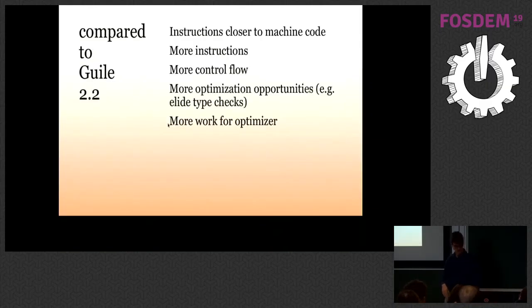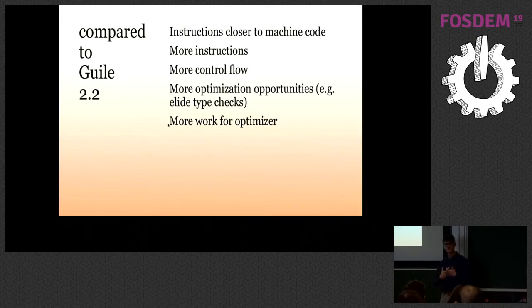And so you have instructions which are closer to machine code. It's closer to a low-level virtual machine, if you will, an LLVM. You have more instructions for a given program. In that bytecode, you have more control flow. The compiler can do more, though.